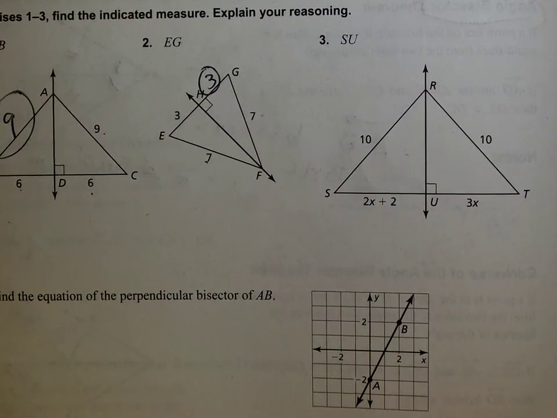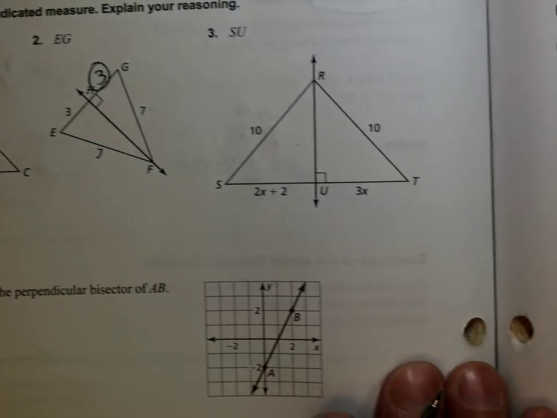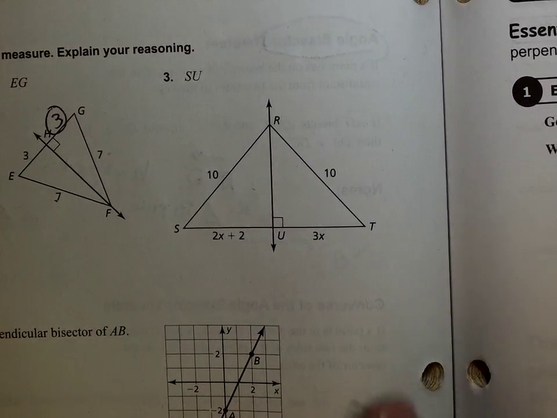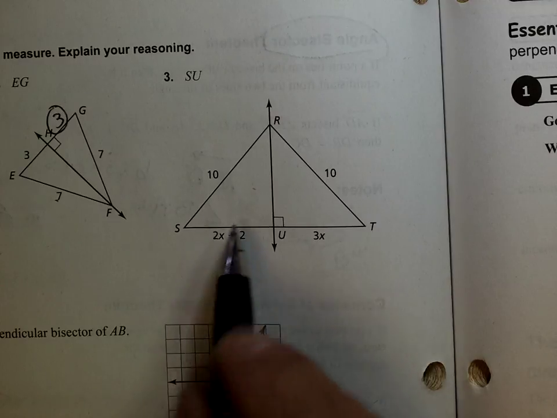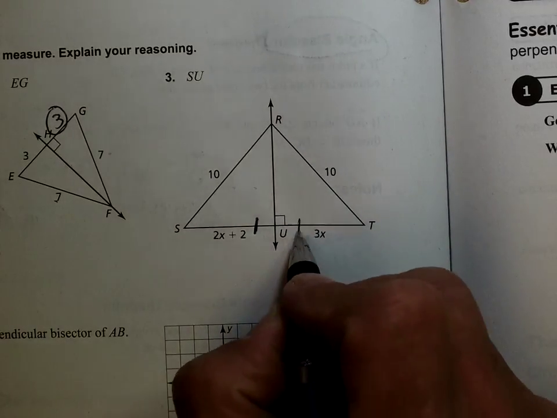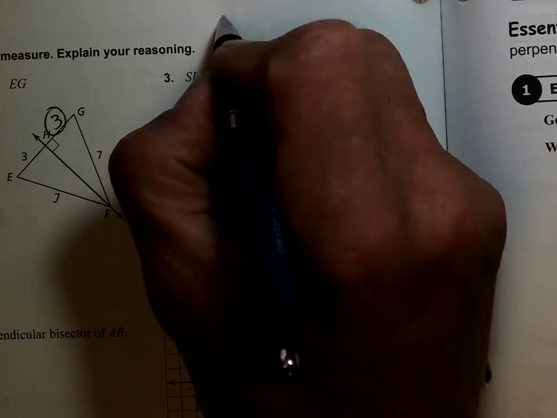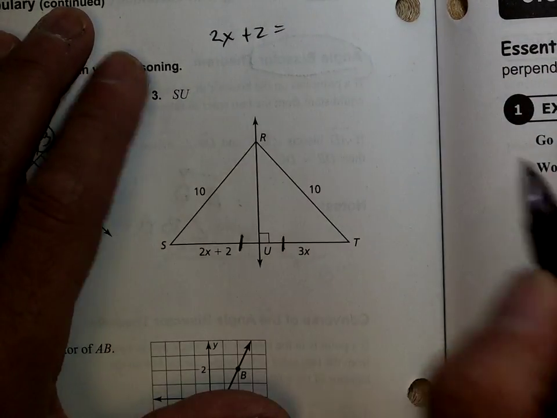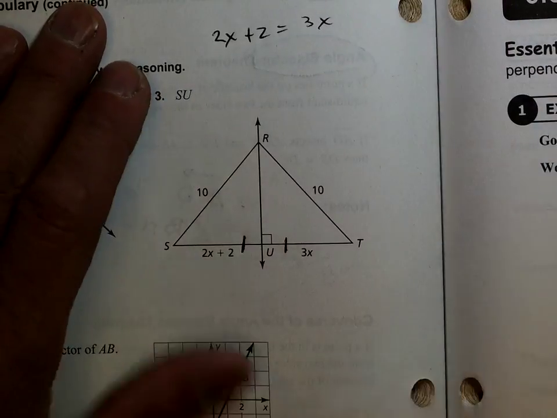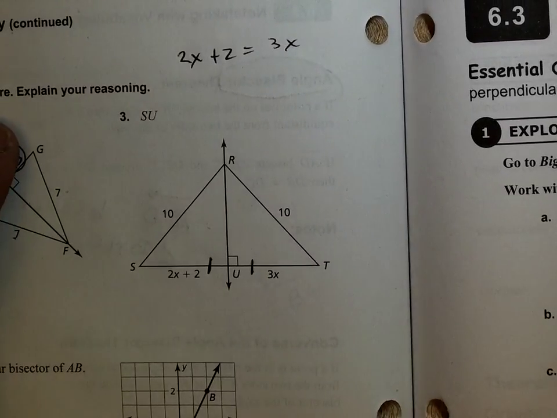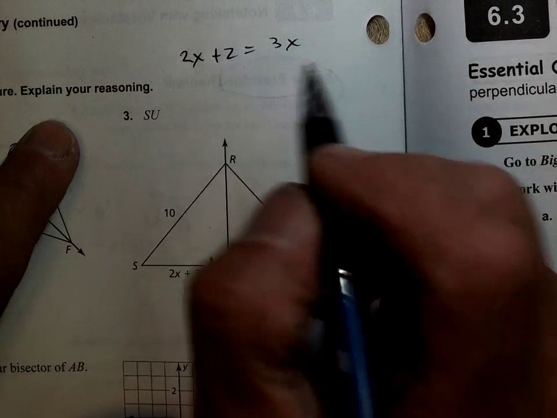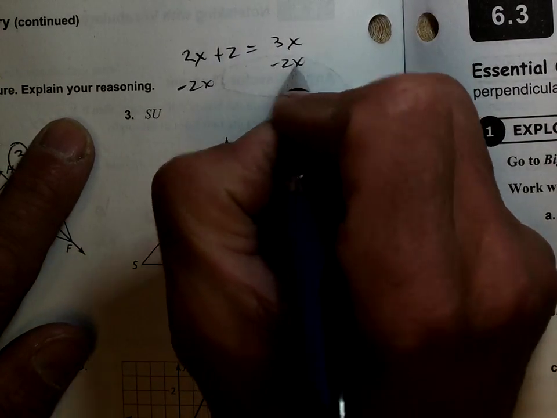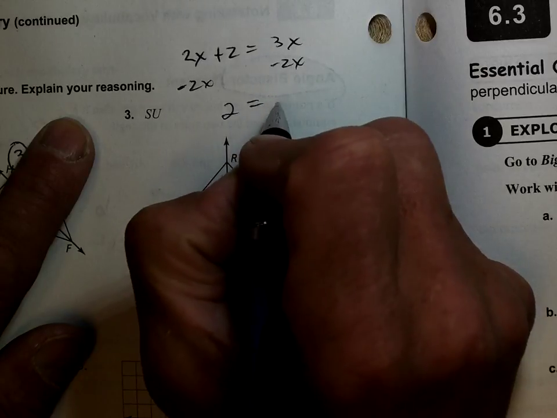Right? Easy. Okay. Now, number 3 is a little bit different. Number 3 is going to take a little bit of algebra, but not bad. I do know, though, that this side is equal to this side, right? So I'm going to take my 2x plus 2 equals 3x. Okay. You with me? I just set them equal. I'm going to go and solve. Minus 2x, minus 2x. 2 is equal to 1x, or x.